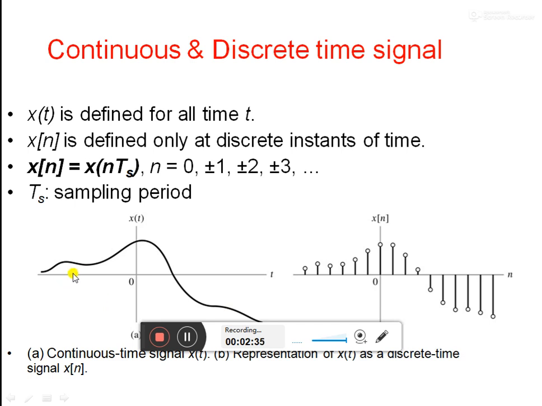In the continuous form, your x of t will have a signal value at all instants of time t. It is continuously defined without any break. Whereas the same signal is represented here in the discrete form, wherein we have samples at discrete instants of time like 0, 1, plus or minus 1, plus or minus 2, 3 and so on. So this is the first classification, based on the time variable.